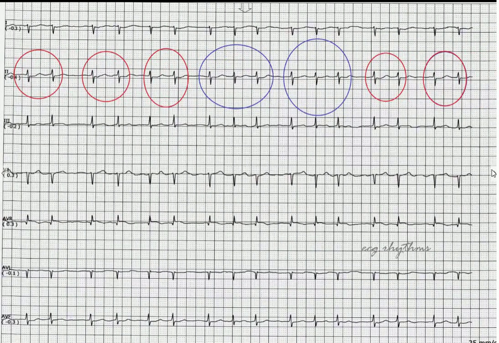So the rhythm strip shows a regularly irregular rhythm with group beating. The groups are 2, 2, 2, 3, 3, 2, and 2. In the group with 3 QRS, there is shortening of the RR interval from 0.52 seconds, then 0.48 seconds. Then the RR interval between this group is about 0.76, or less than 2 times the RR interval of the preceding interval.